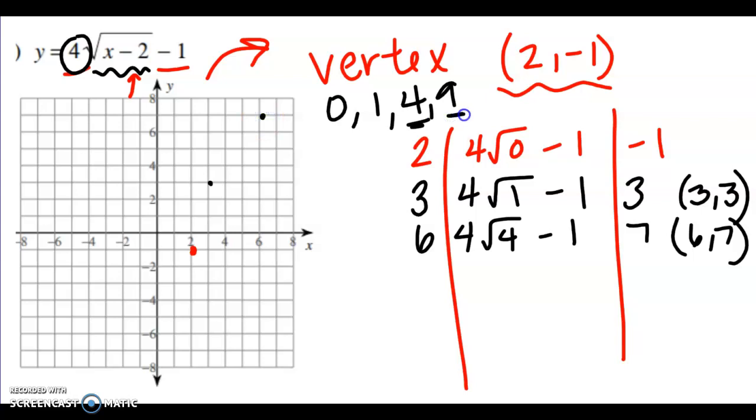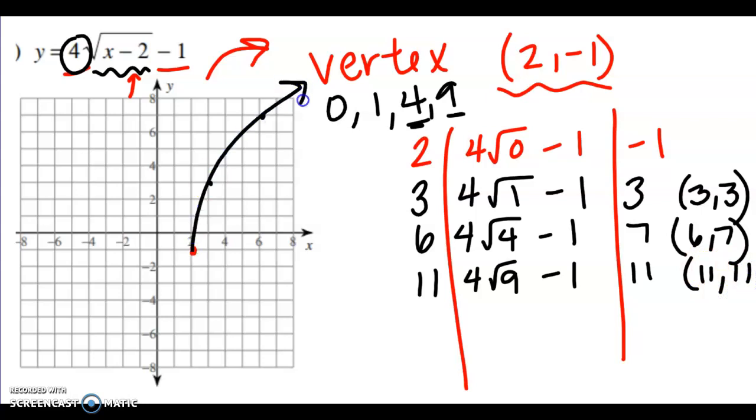And then finally I want to get it to 9. So that would be 11, because 11 minus 2 is 9. So it's going to be 4 times the square root of 9, minus 1. And that is going to be 4 times 3, which is 12, minus 1, which is 11. So 11, 11, which I can't graph on this graph. But I can go this way.